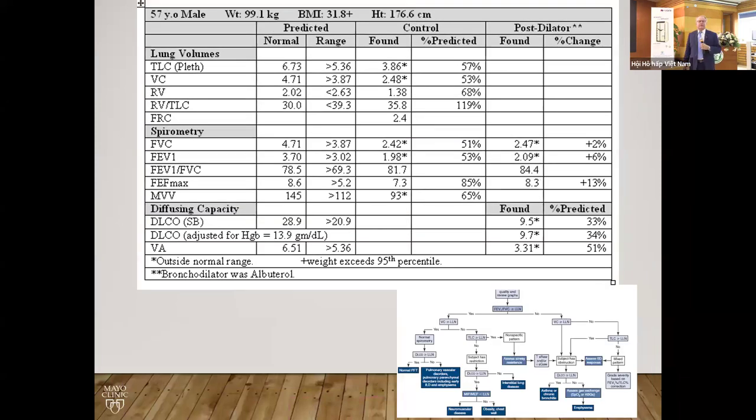Okay, so here is the next one. A 57-year-old male with a BMI, whoops, get up there, guy, and not pointing too well right now. There it goes. A BMI of almost 32.